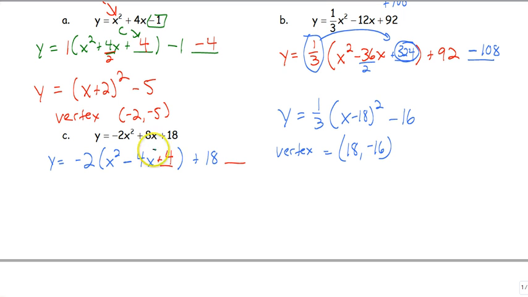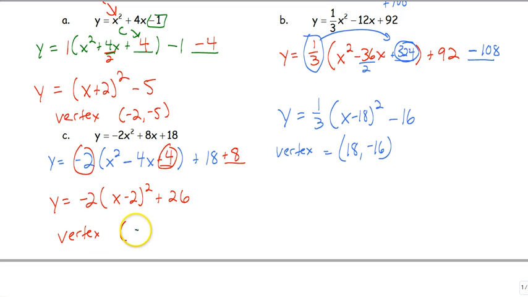But again, are we really adding positive 4? No, we're adding positive 4 times negative 2. I'm actually taking away 8 here. I'm adding this 4 times negative 2, which is a negative 8. So the opposite would be I have to add 8 to balance it out. I'm adding 8 to balance it out, because I'm taking away. So I write y is equal to negative 2 times the quantity x minus 2 squared plus 26. So my vertex is positive 2, positive 26. And that is how you go from standard form to vertex form by completing the square.